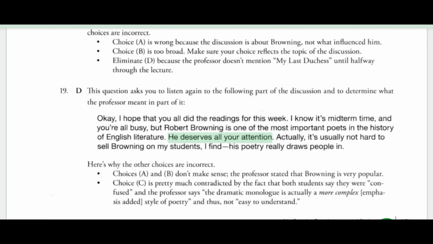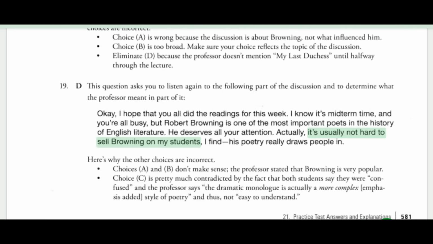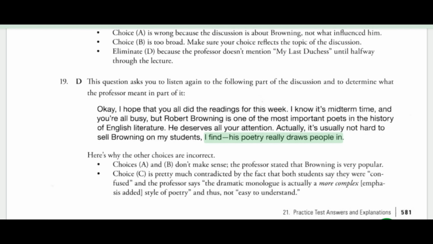He deserves all your attention. Actually, it's usually not hard to sell Browning to my students. I find his poetry really draws people in.